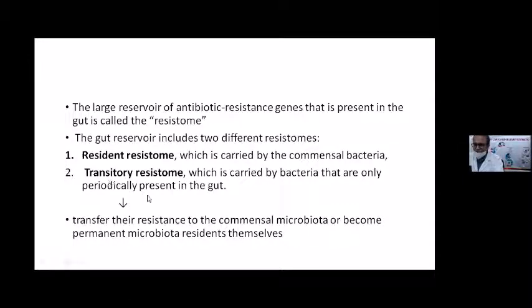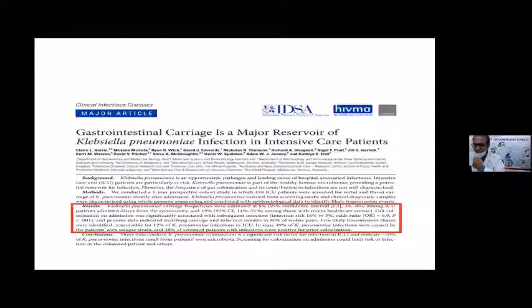Because they can transfer their genes to the commensal bacteria, the transitory resistome can become a permanent resistome of the gut. That is a problem, and it is already said in many studies. In one study, patients getting Klebsiella pneumoniae going to the ICU who had prior hospitalization were carrying MDR Klebsiella much more commonly than those coming from the community.